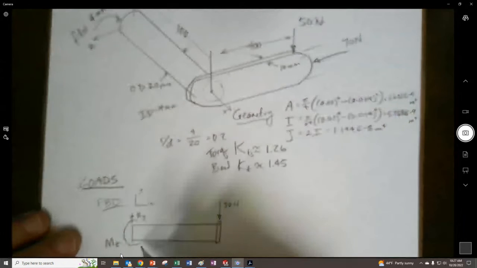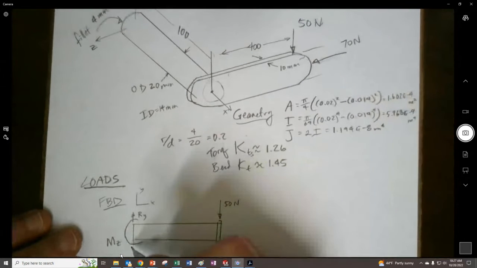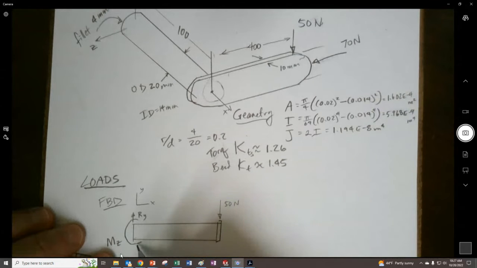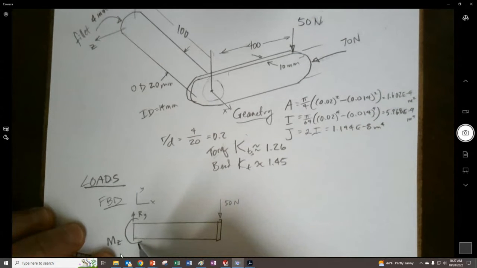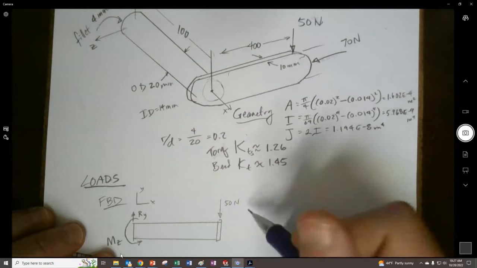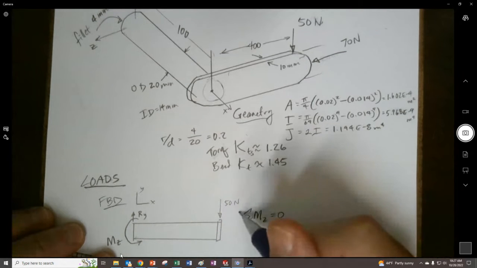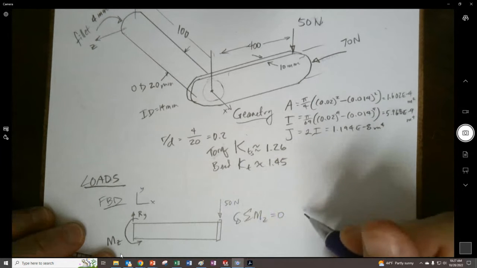Let's see if we can break this thing. I don't know if it's going to break or not. But that 70 doesn't show up in this right here. So this reaction moment here at the wall is going to be clockwise. So this is going to be counterclockwise, and the sum of the moments about the z-axis, we can easily get this, right?